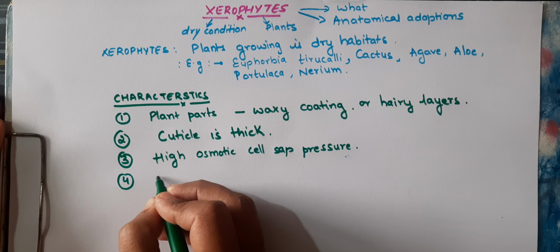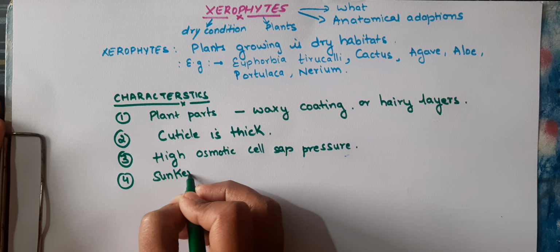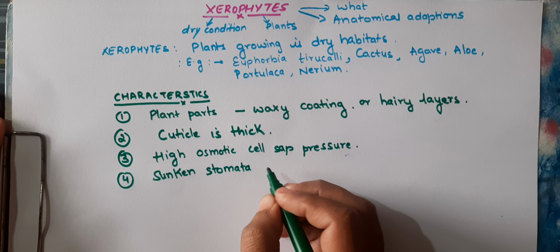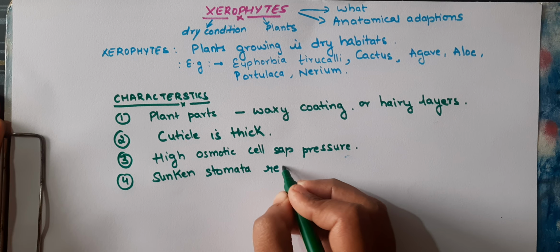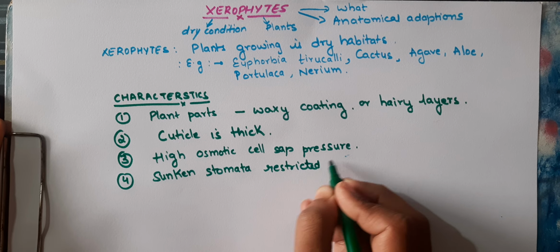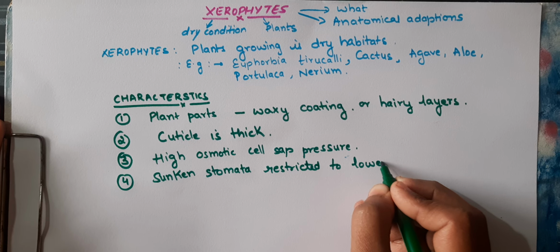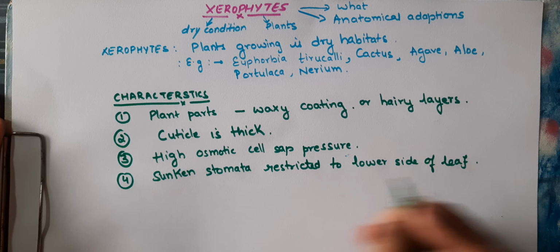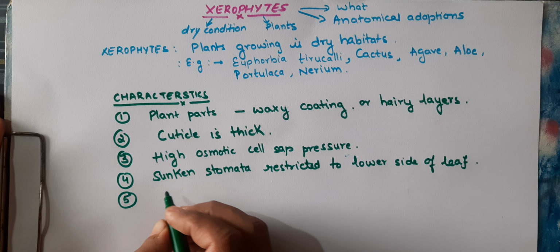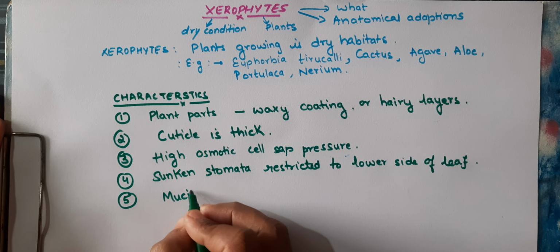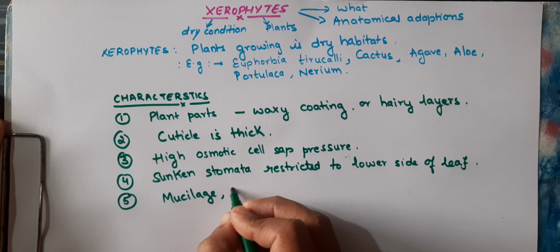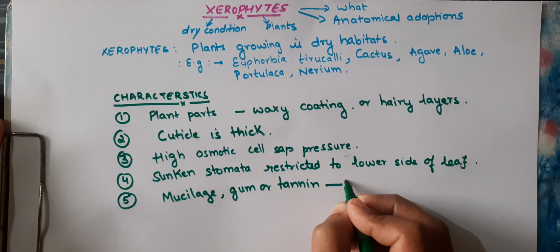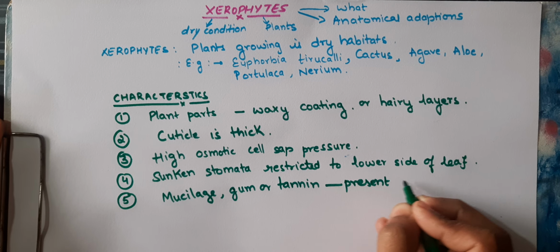Okay. The sunken stomata are present, okay. So sunken stomata are also an adaptive feature of the xerophyte, and these sunken stomata are restricted to the lower side of the leaf, okay. The fifth adaptive feature or characteristic is the mucilage. It's a gummy, sticky fluid, the gum or tannin, okay. They are usually present in the hypodermis, okay.